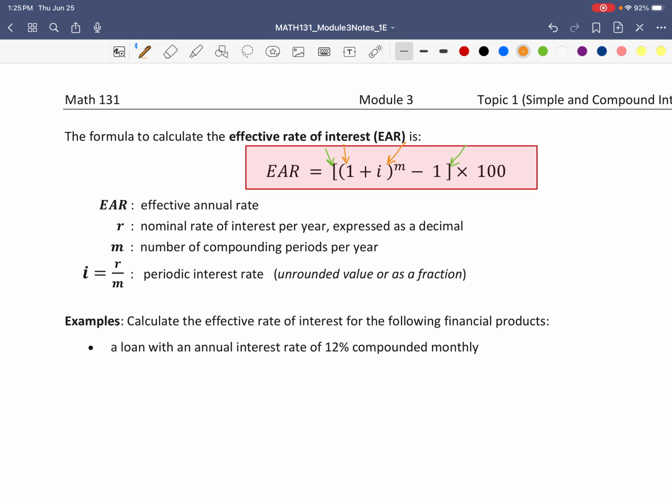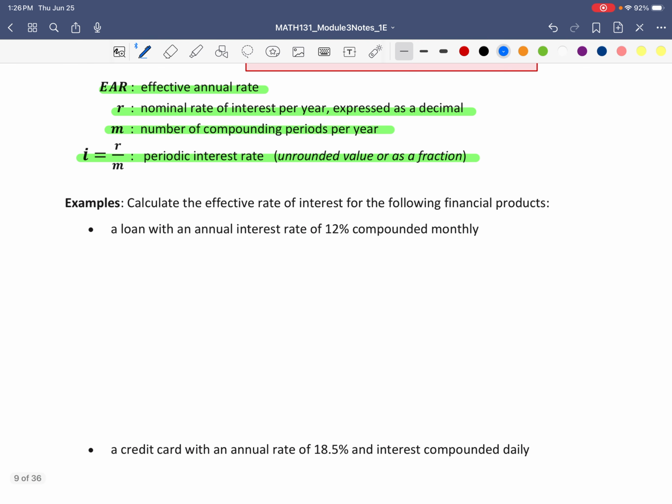Okay, so we've got our EAR, which is our effective annual rate. That is what we're going to be solving for. We have our R value, we know what that is, that's our rate. We've now talked about our M value, which is our number of compounding periods per year. And we've talked about I, which is our periodic interest rate that we can calculate by taking R and dividing it by M.